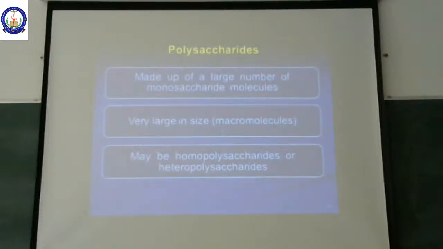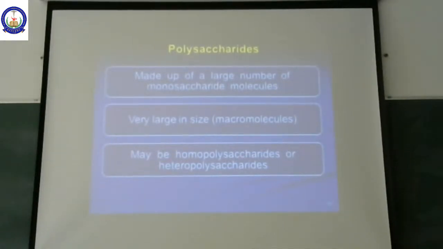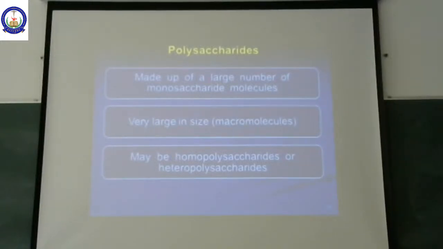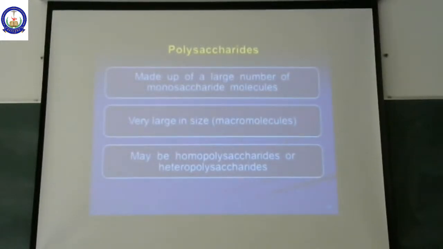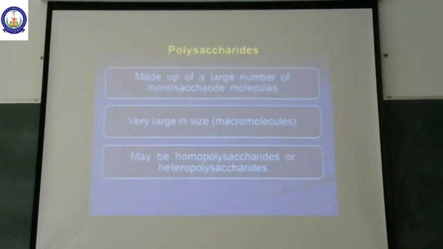How are polysaccharides linked? They are very large in size and are linked by the bond called the glycosidic bond. This is the bond by which monosaccharides link with others to form polysaccharides. These polysaccharides are majorly classified into two categories: homopolysaccharides and heteropolysaccharides.